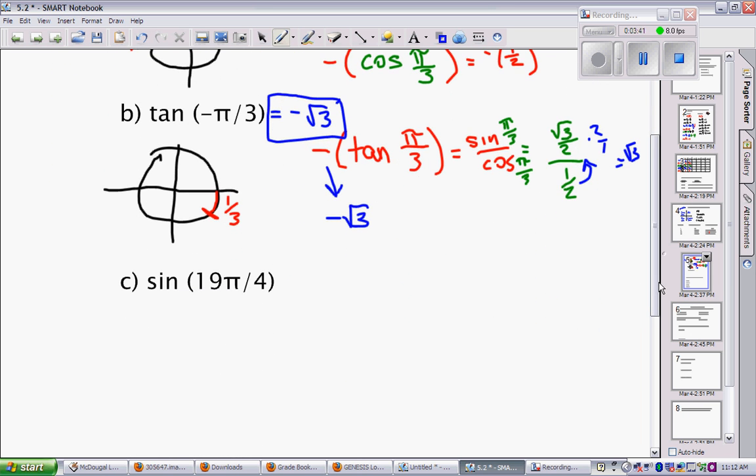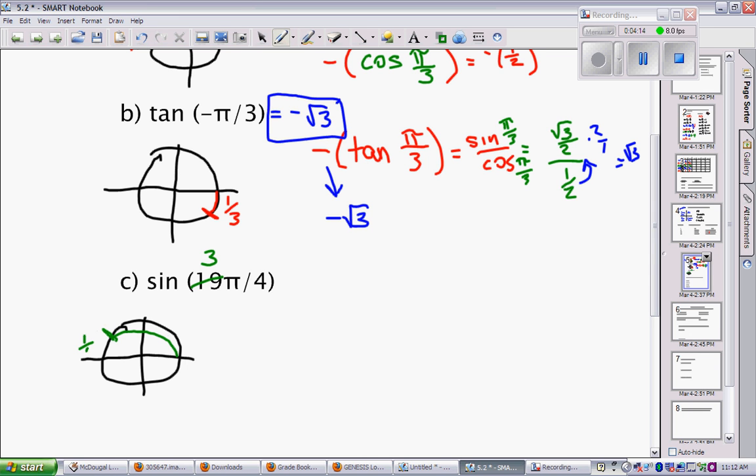And now we have sine of 19 pi over 4. 4 goes into 19 4 times with remainder 3. So we're actually only looking at 3 pi over 4 for when we map it out on the unit circle. So we go 3 pi over 4. So I'm going to stop over here.